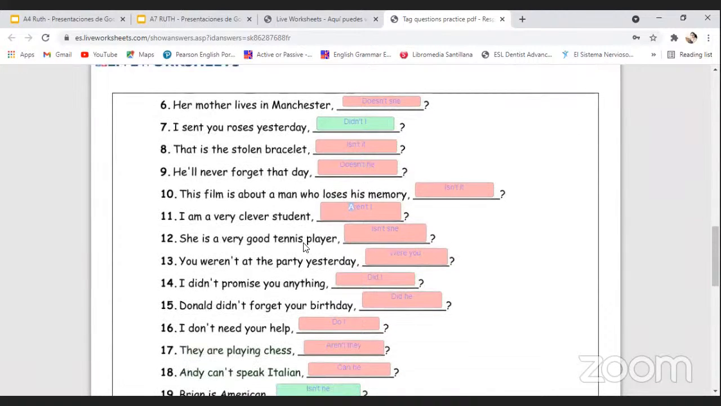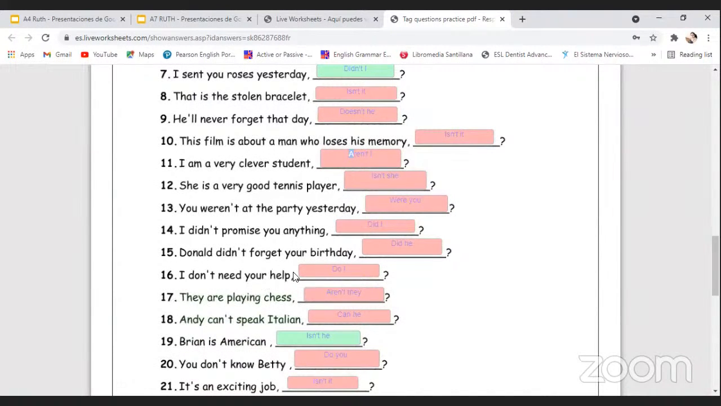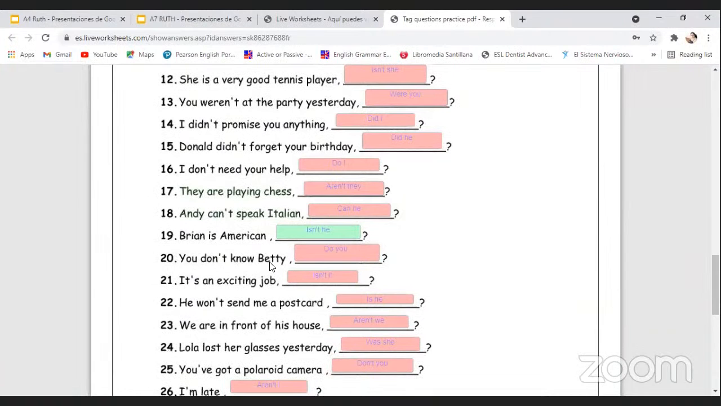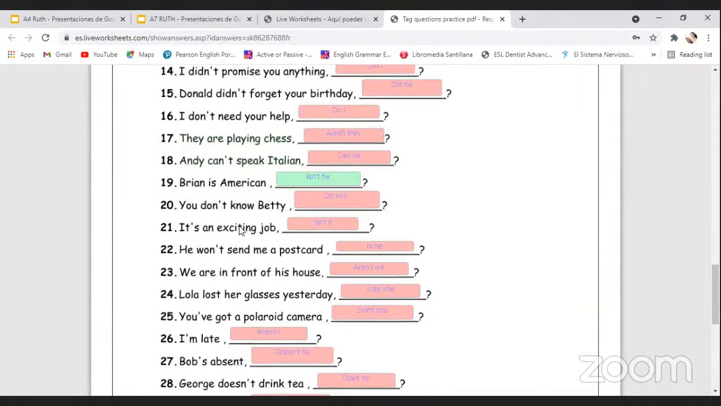She is a very good tennis player, isn't she? Correct. You weren't at the party yesterday, were you? Correct. I didn't promise you anything. Did I? Correct. Donald didn't forget your birthday, did he? Correct. Yes, they are playing chess, aren't they? Andy can speak Italian. Can he? Correct. You don't know Betty. Do you? Perfect. An exciting job, isn't it?